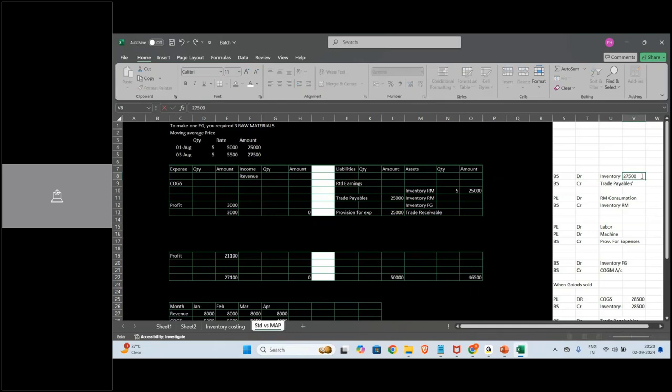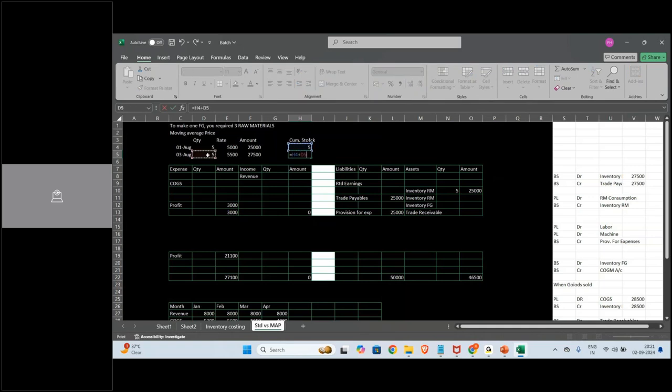I am writing in column V. Can you see? 27,500, right? So tell me, what is my cumulative stock? Cumulative stock: 10,500 will be the rate. Quantity will be 10. So first time it will be 5, next time it will be 5 plus 5.